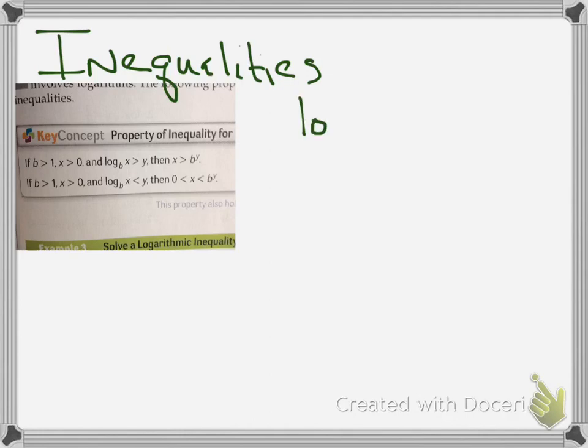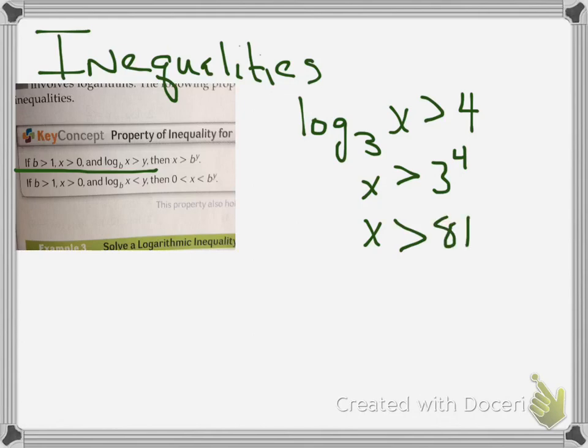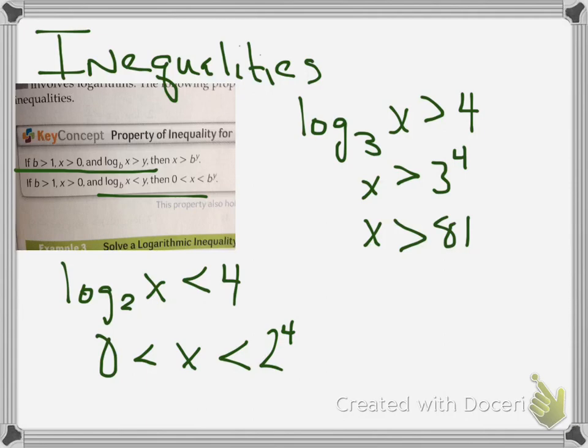So what do I mean by that? Okay, so I mean like this. If I say log base 3 of x greater than 4, since I used the greater, then x has to be greater than 3 to the 4th power. So x has to be greater than 81. If I say log base 2 of x is less than 4, notice there, now I'm using less than, so I'm using the second rule. Then the answer has to be x is between 0 and 2 to the 4th power. And thus, x is between 0 and 16.